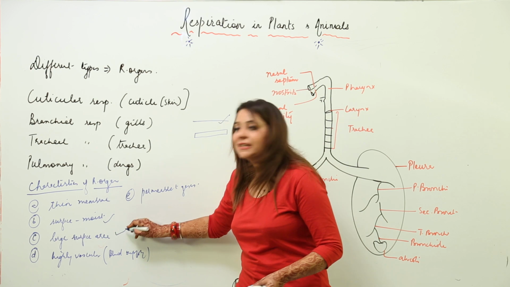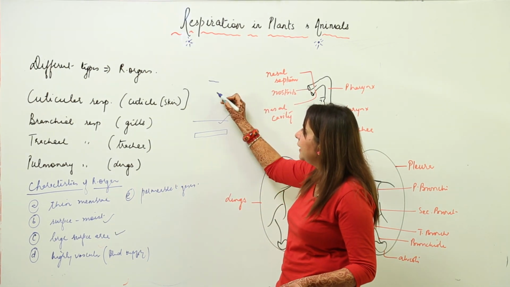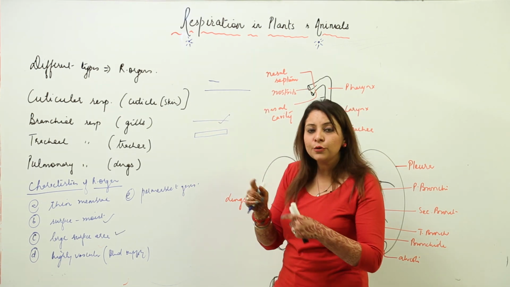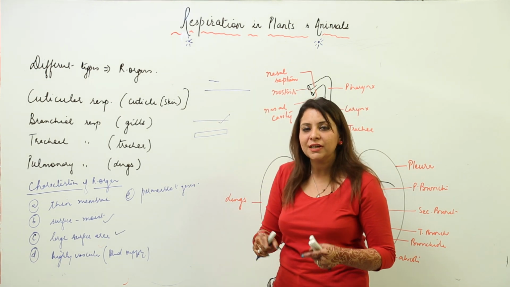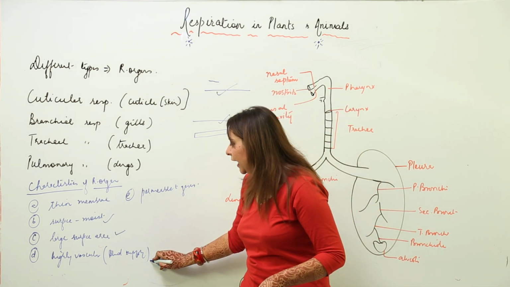Third, it should have a large surface area. Suppose the surface area for a respiratory organ is this, and in another it is this. So out of these, where is the diffusion going to be faster? Obviously in the large surface area. And next, it should be highly vascular.